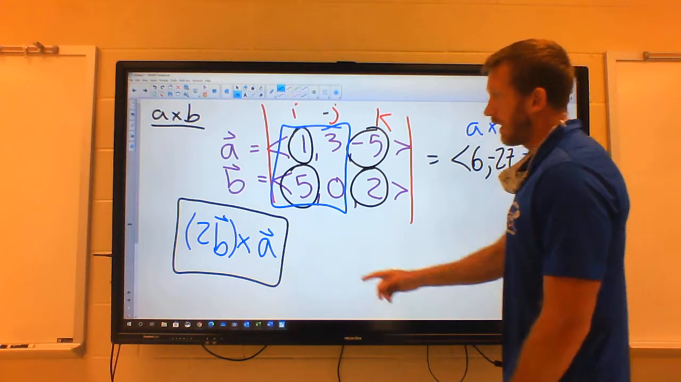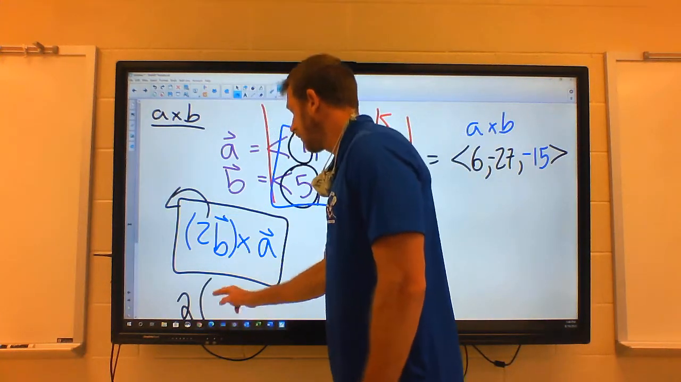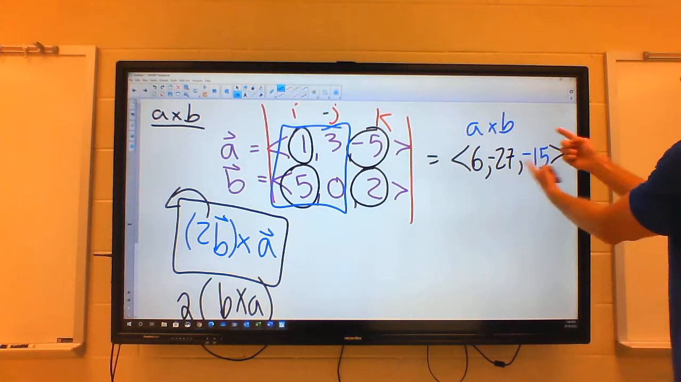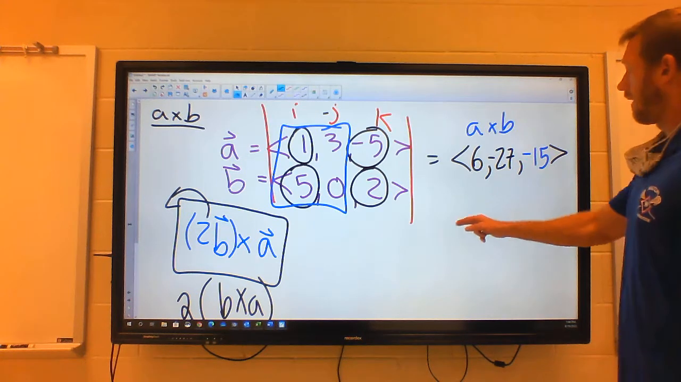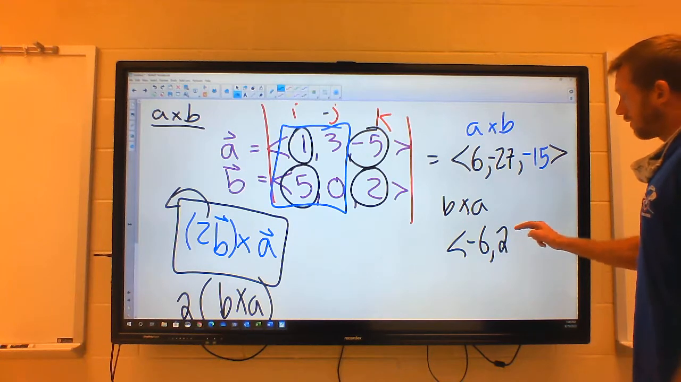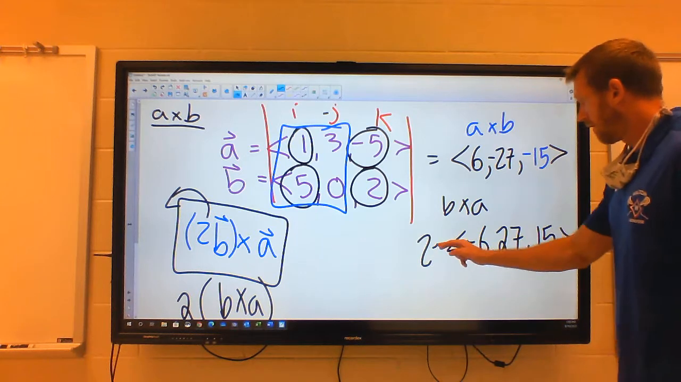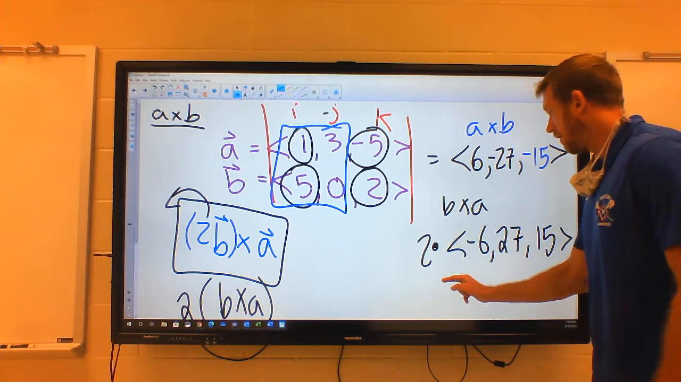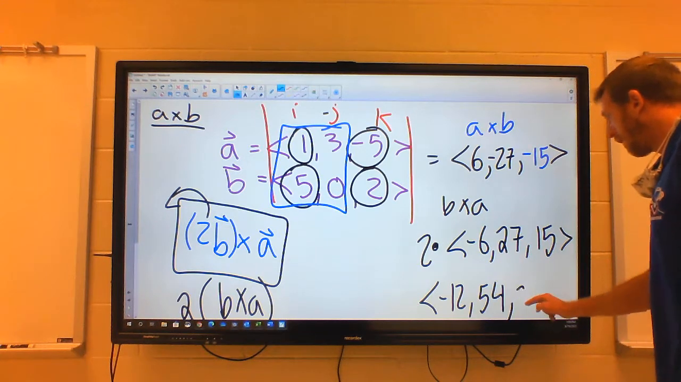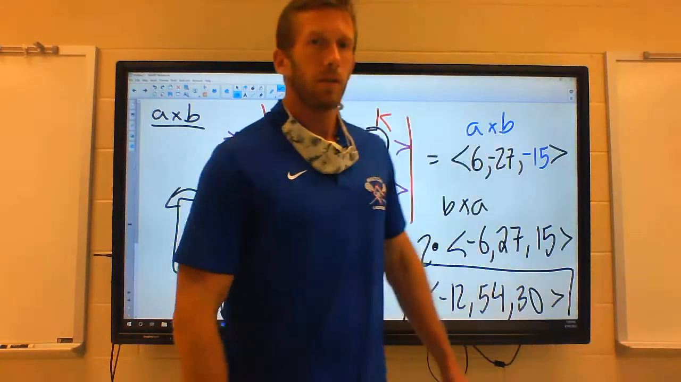So first, we have to keep in mind that this 2 can be pulled out using our properties, so this is really the same thing as 2 times B cross A. Well, what is B cross A? Okay, not flipping this, but it's the negative of this. So B cross A is going to be negative 6, 27, 15, and double that, and we get our answer, which is negative 12, 54, 30. Boom. Okay, hopefully that helps. I'll leave this up for a second.